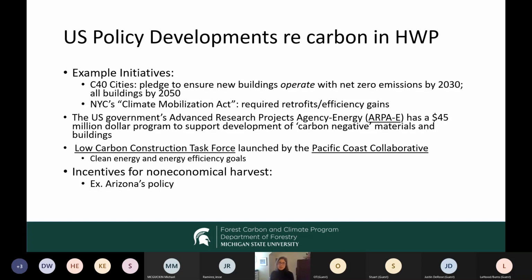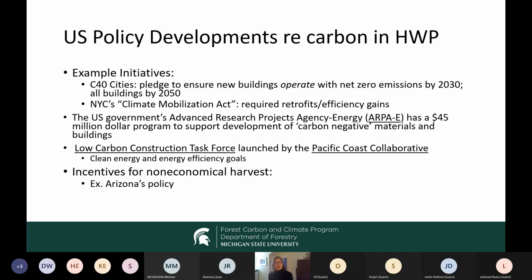New York City's Climate Mobilization Act requires retrofits and efficiency gains. So a lot of that's looking at operational energy, operational emissions, as opposed to actually the construction materials. But then the US government's, this is new, ARPA-E has $45 million toward supporting development of carbon negative materials and buildings. And again, that negative is going to come from substitution, right? So that is the only way one gets that.